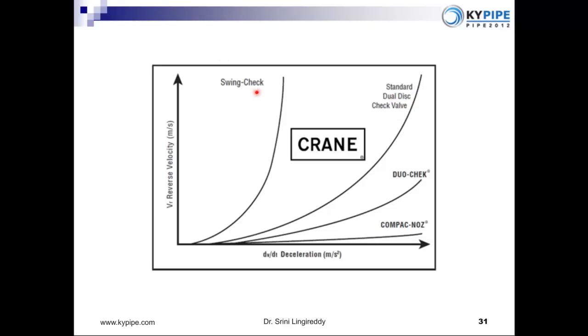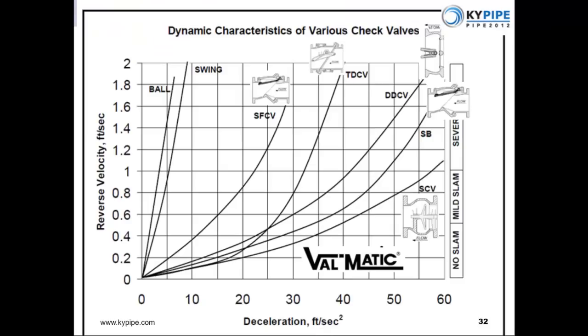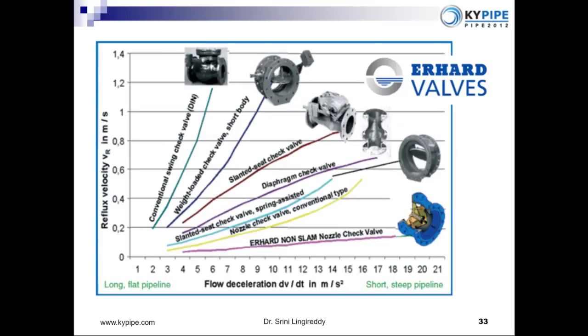Crane, same way. The swing check valve standard dual disc, just making instead of 2 discs, you have 1 disc. You can reduce the reverse velocity quite significantly for the same amount of deceleration. Another one from Valmatic, the same thing. Ball, you can see, very high. This is by far the worst when it comes to the reverse velocities versus deceleration. You have swing, other types. From Erhard, many others. These are the ones that I could find over my practice, when I do the designs.